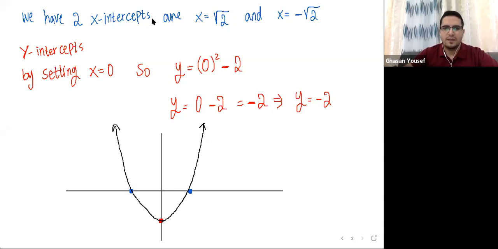So again, this point here, x equals square root of 2, gonna be around here, where the graph intersects the x-axis. This is the graph of the equation, and it intersects the x-axis at x equal minus square root of 2, and at this point, the positive square root of 2. And this point also is the y-intercept, where the graph intersects the y-axis. So it intersects the y-axis at this point, y equal minus 2.